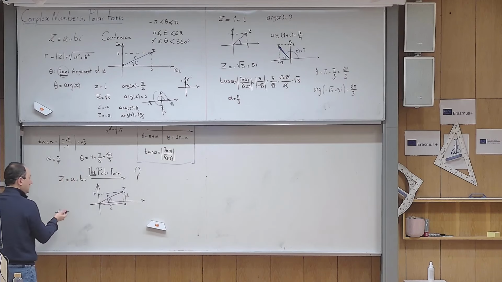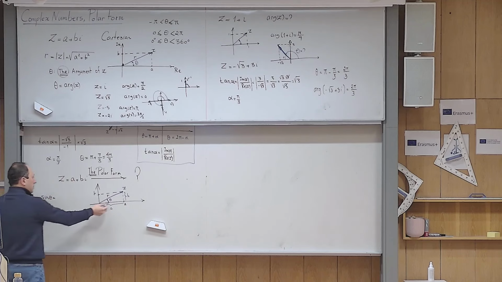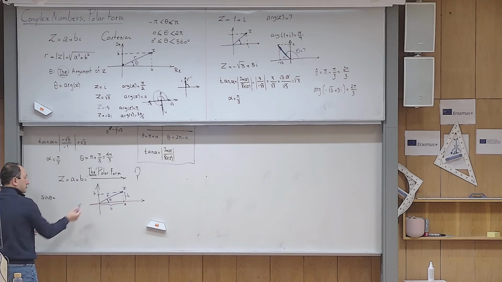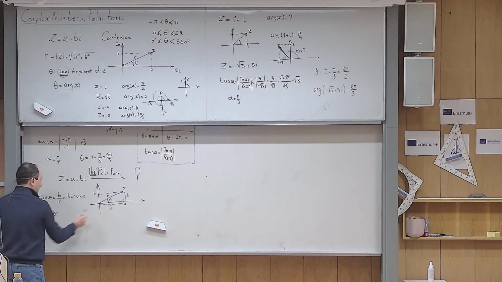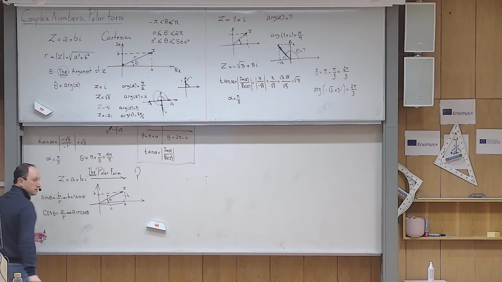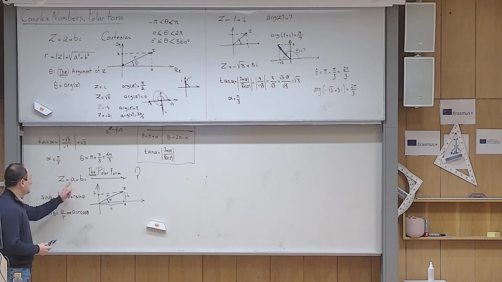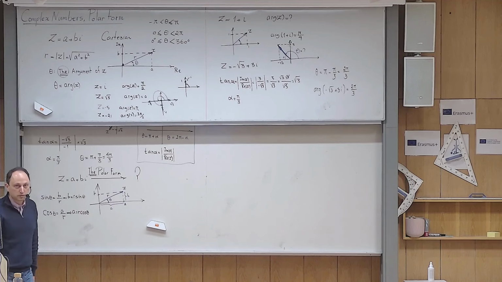If I ask you what is sine of theta, what is your answer? Sine is the opposite side divided by the hypotenuse, which is b over r. This means that b is r sine theta. And then cosine theta is the adjacent side, a, divided by the hypotenuse r. So this means that a is r cosine theta. Yes? And then what I do, instead of a, I put this, and instead of b, I put this. What I get is called the polar form.